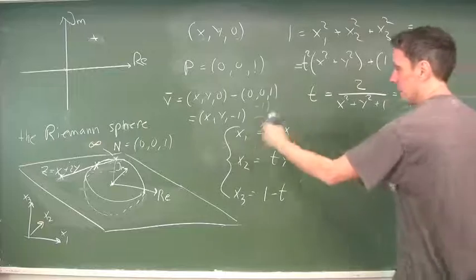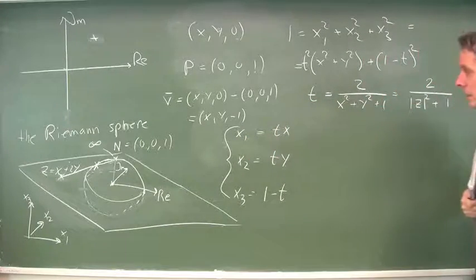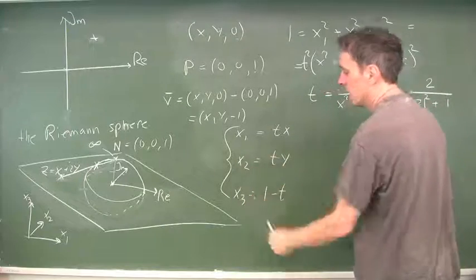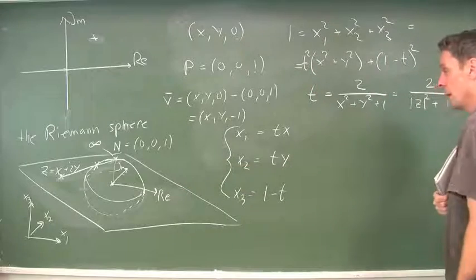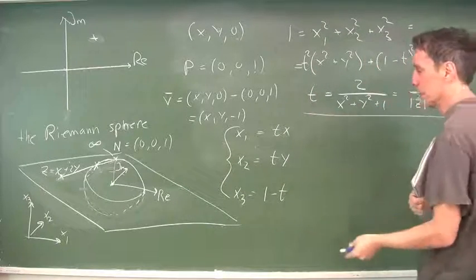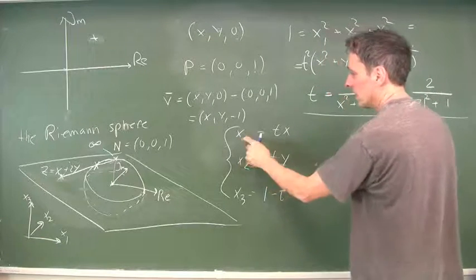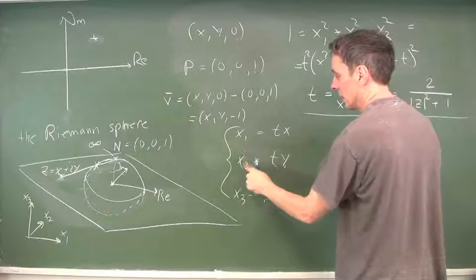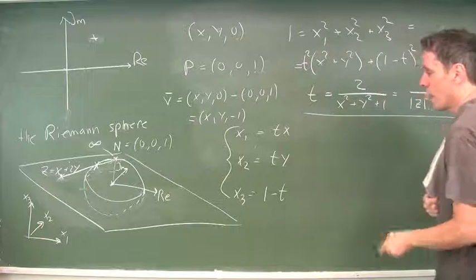So if we just insert this expression for t here, we get the point on the sphere representing the complex number z. We can also go in the other direction. Starting from a point x1, x2, x3, we can get the point x, y from these equations.